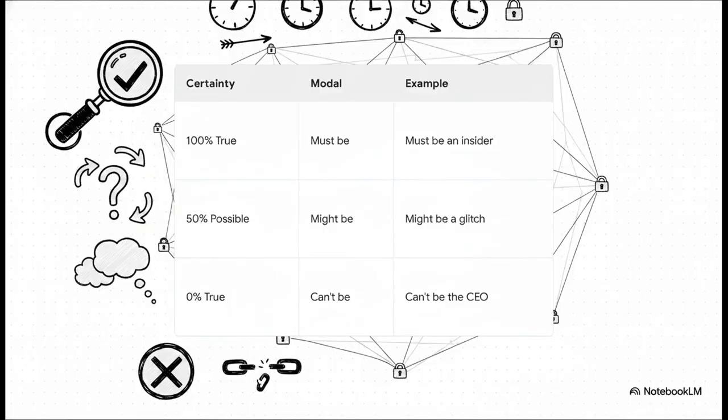Whenever we analyze the present, we are basically measuring our certainty. When you walk into a crime scene, you don't always have all the facts right away, right? So you deduce based on what you see in that exact moment. If the evidence points to something being 100% true, we use must be. If there's a 50% chance, like maybe it is, maybe it isn't, we lean on might be, maybe, or could be. And if the evidence makes something completely impossible, literally 0% true, we use can't be.